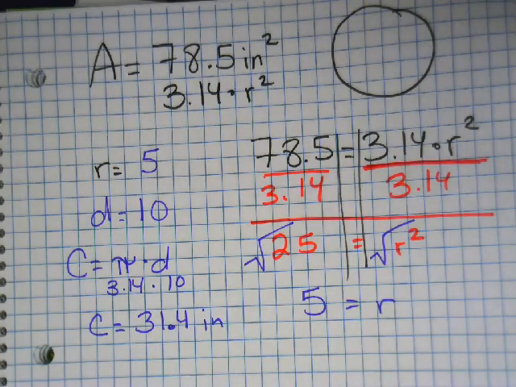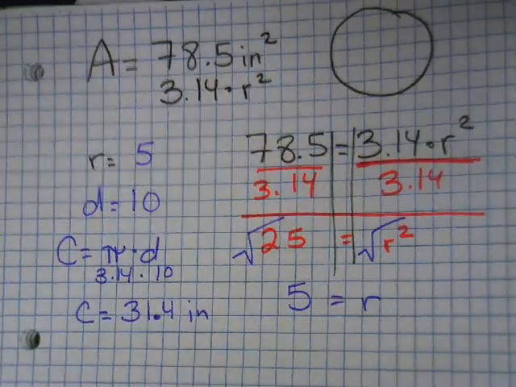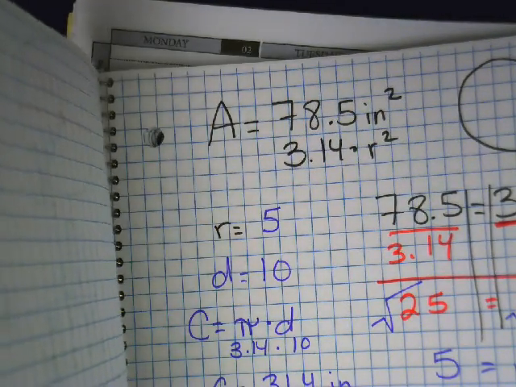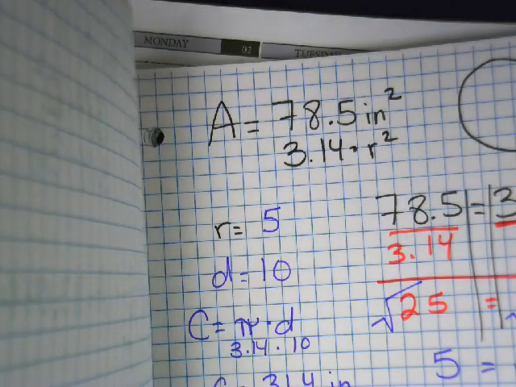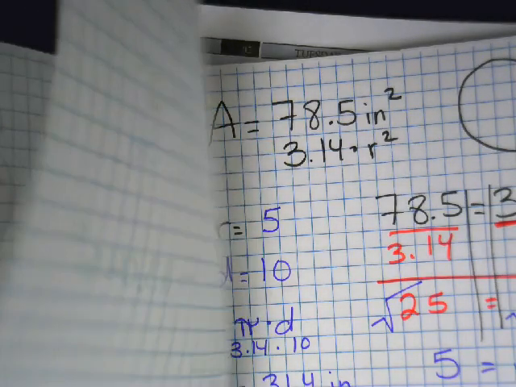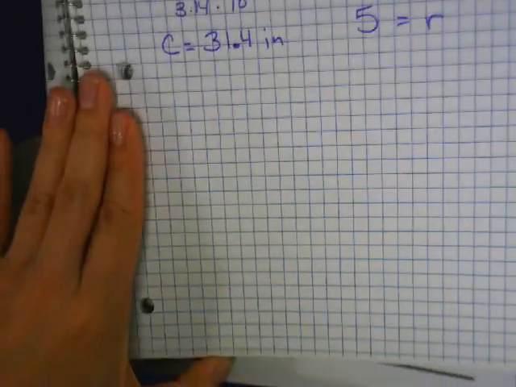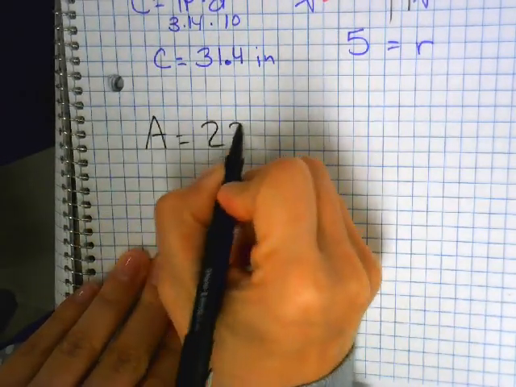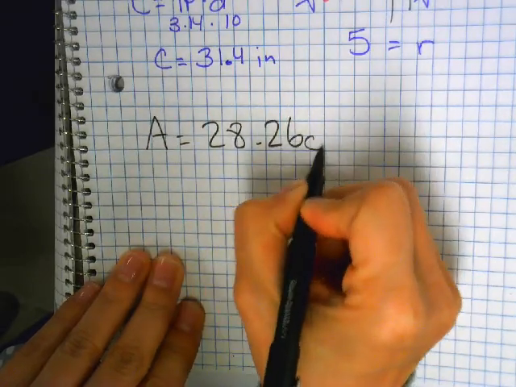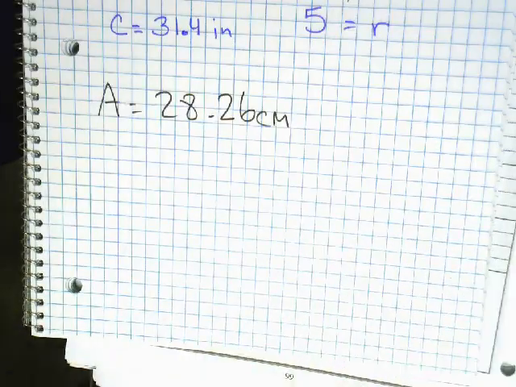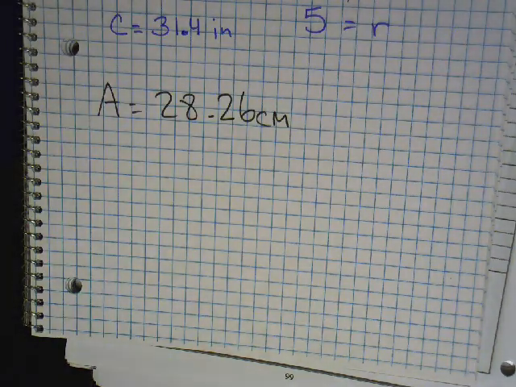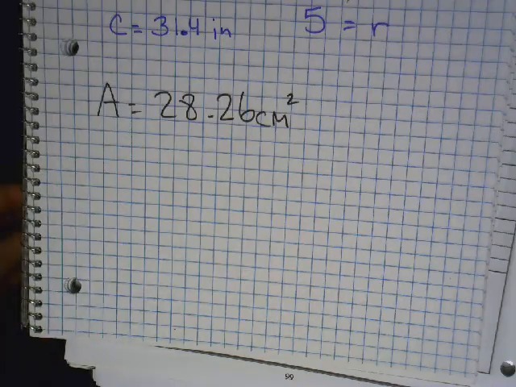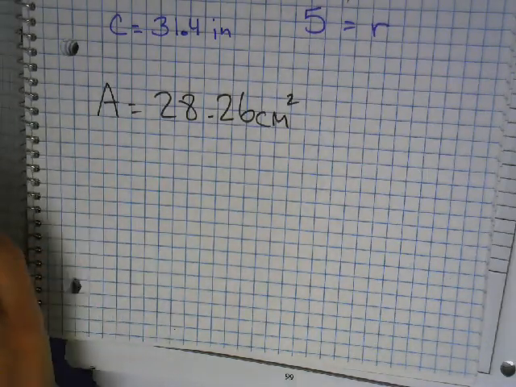Is this super advanced news? How we doing? We good? No. All right. Let's see. That's terrible. 28.26. Okay. Let's say our area is 28.26 squared. I hope I did that right.